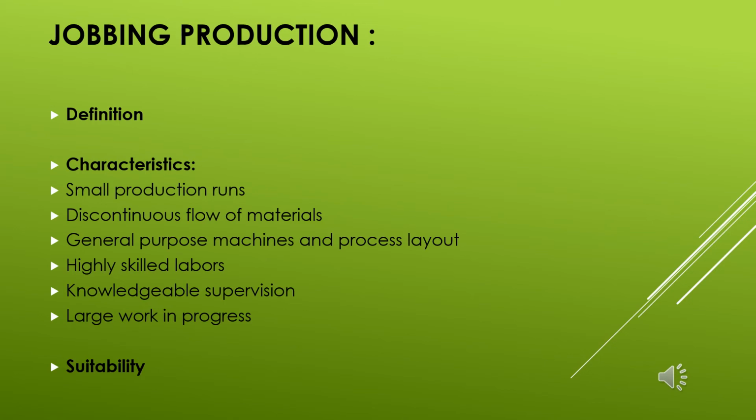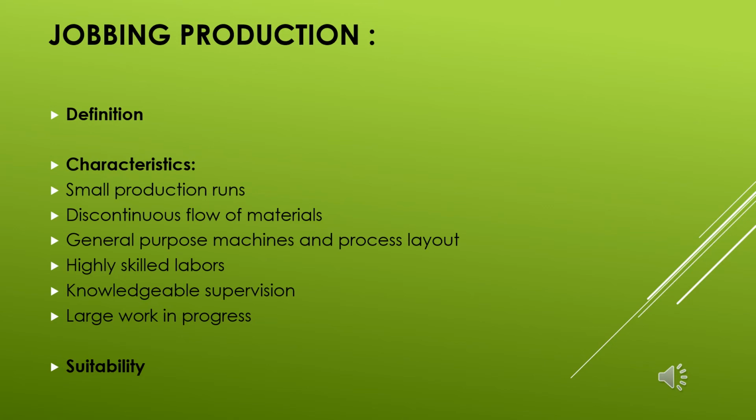So basically what we require here are general purpose machines. Most importantly, a disproportionate manufacturing cycle time and very highly skilled labor. With the highly skilled labor, the one who will be supervising them needs to be knowledgeable, and most importantly, due to the variation of work, a large work in progress is generally there with job production.